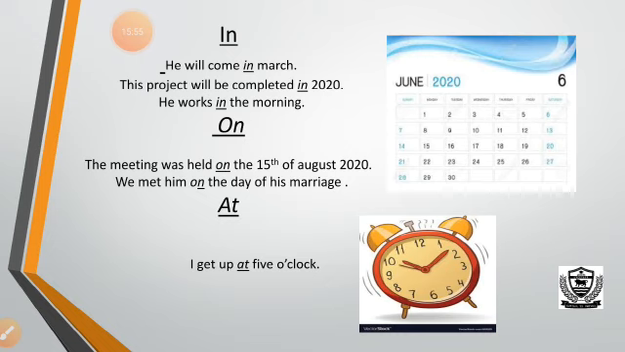And at: I get up at 5 o'clock. So students, I get up early in the morning. When we will use morning, we'll use in, and when we'll use the exact time, we'll use at. I get up at 5 o'clock.